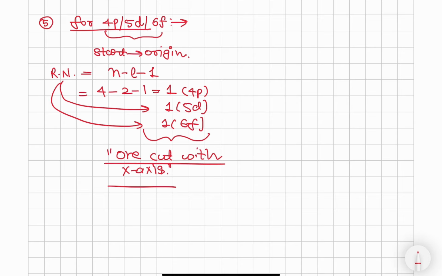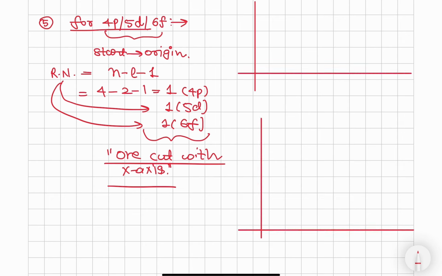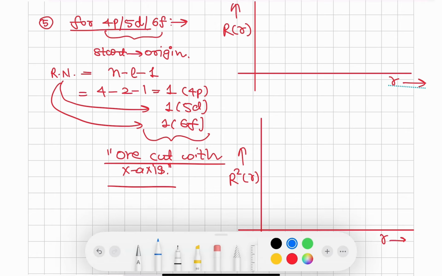Okay, so let's draw the graph. First of all, draw y-axis, x-axis. This is RR versus R, and this is R square versus R. Okay, the graph will start from origin.